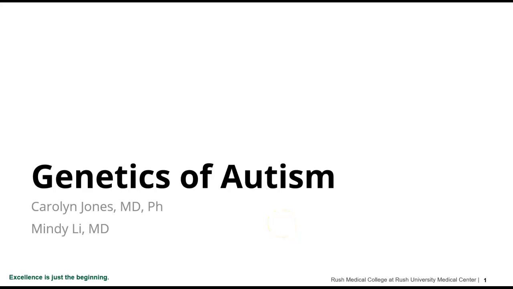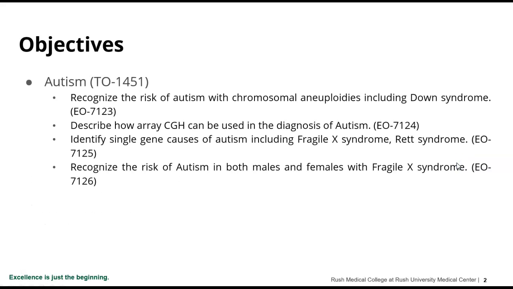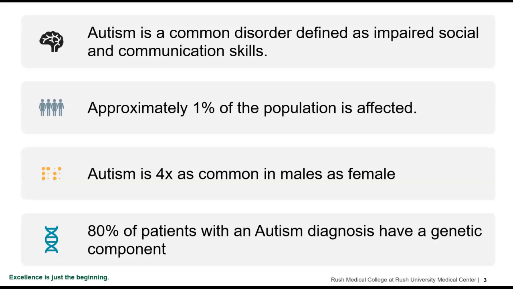Okay, during this presentation, we're going to talk about autism from a genetic perspective. So recognize the risk of autism in patients with chromosomal aneuploidy, such as Down syndrome. Describe how array CGH can be used in the diagnosis of autism. Identify single gene causes of autism, including Fragile X and Rett syndrome. And recognize the risk of autism in both males and females with Fragile X syndrome.